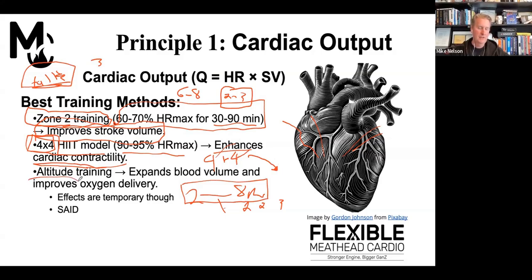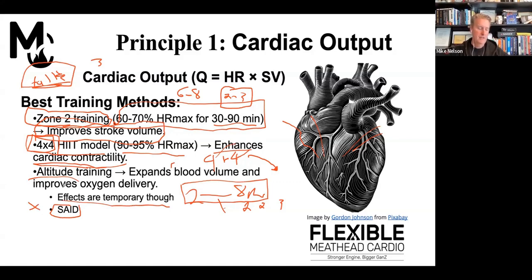Lastly, we talked a little bit about altitude training. This can be useful for expanding blood volume. So you mentioned sauna can work for that, hydration methods can work, and it does improve oxygen delivery. Unfortunately, the effects are quite temporary. They don't last real long back at sea level. This is useful if you have athletes or yourself competing at altitude, but other than that, I don't use it a lot.